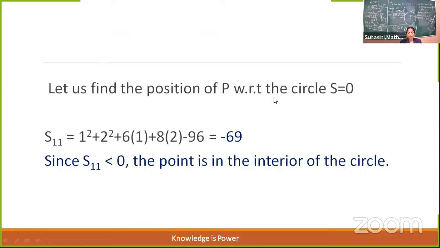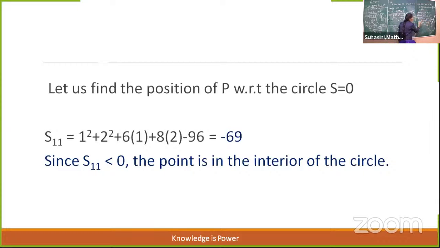Let us find the position of P with respect to the circle S is equal to 0. So far we have seen the theory. If S11 is less than 0, the point P (x1, y1) lies inside the circle S is equal to 0. If S11 is equal to 0, the point lies on the circle. If S11 is greater than 0, the point lies in the exterior plane of the circle. Therefore, the value CP square minus R square is S11.